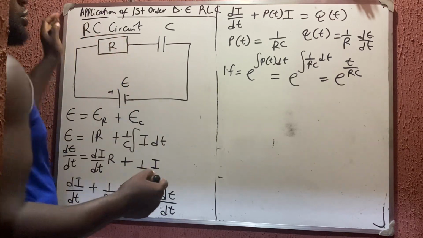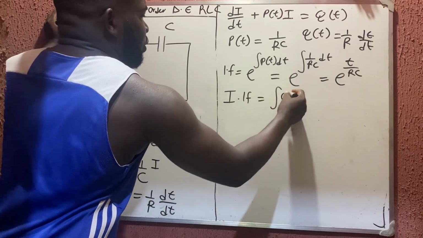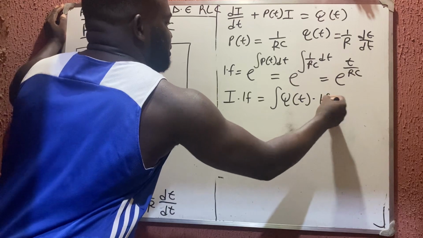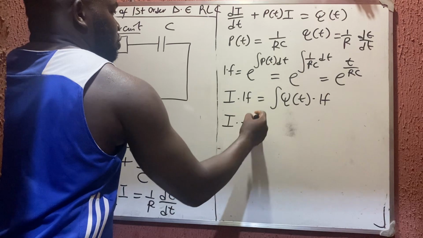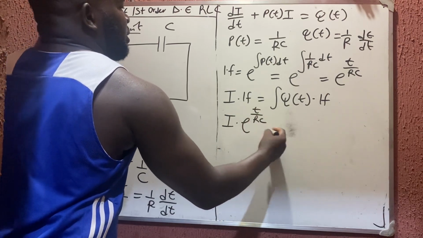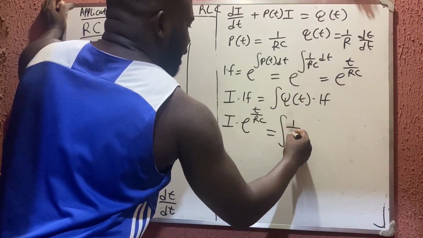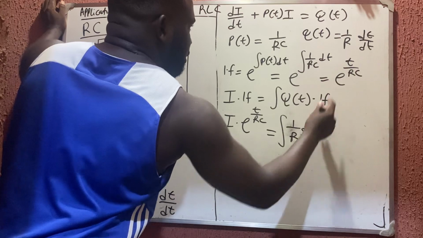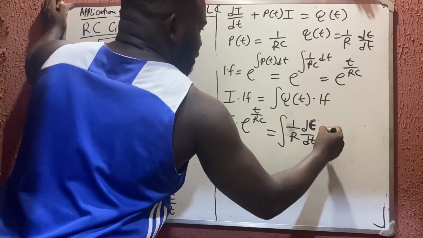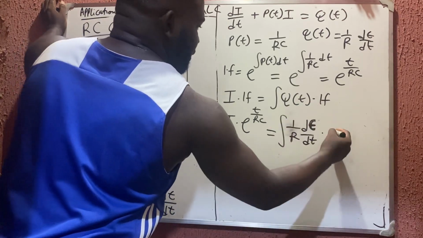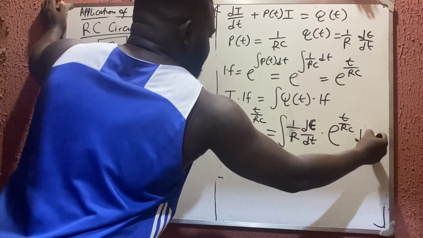So the solution to this question will now be I dot integrating factor is equal to the integral of Q of t dot integrating factor. So let's do that. I'm going to have I times e raised to the power of t over RC is equal to the integral of, what is my Q? My Q is 1 over R dE/dt, then times my integrating factor, which is e raised to the power of t over RC dt.